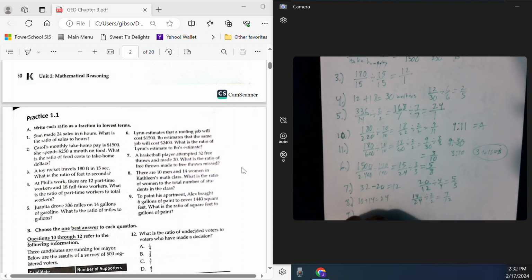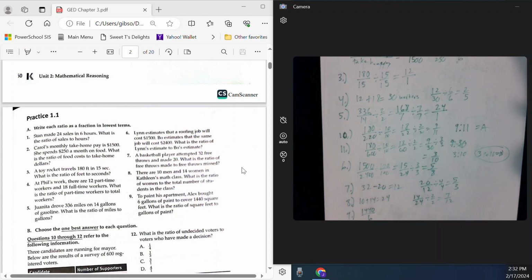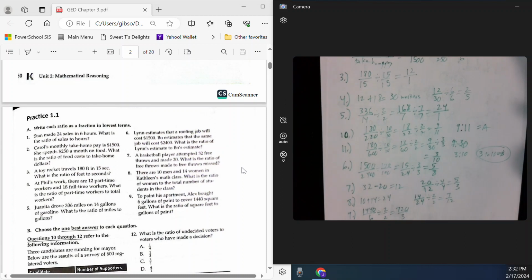Okay, number 9. To paint his apartment, Alex bought 6 gallons of paint to cover 1,440 square feet. What is the ratio of square feet to gallons of paint? So you would take this 1,440, which is the square feet, and you put it over 6 gallons of paint. You could divide both of these by 2, and this will give us 720 all over 3.